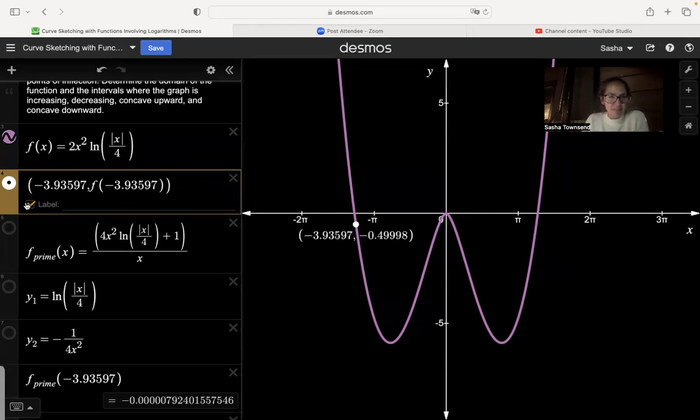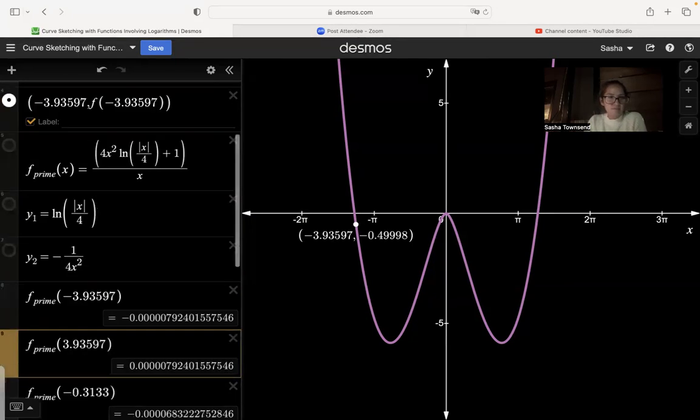Looks like I must have made a mistake, because my sign chart indicated that the sign of f prime changed at negative 3.94, and I don't see that. It looks like the derivative is supposed to be negative there. And then the same thing is true at the other side. The derivative should be positive there. I wonder what happened.